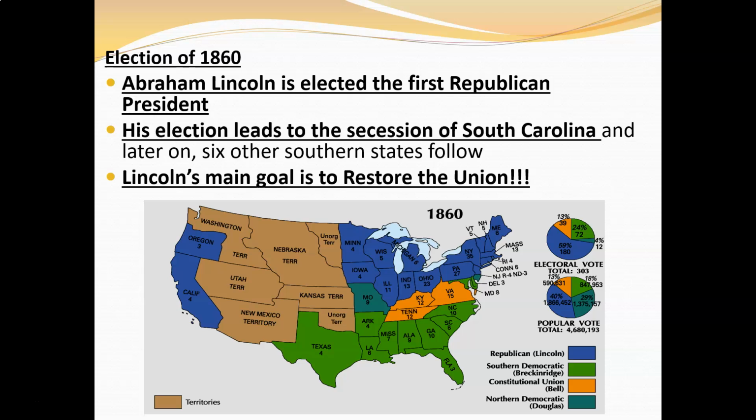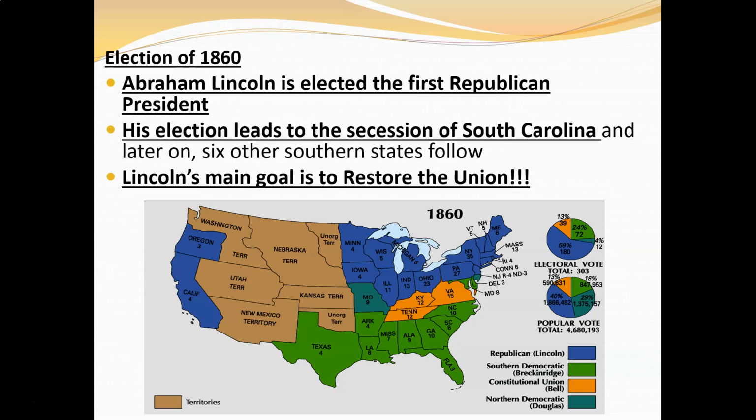In 1860, Abraham Lincoln was elected as the first Republican president. And remember, we talked about the Republican Party really forms during this time as a result of all the different smaller parties that have either died off or don't really have a huge following, and they need to join with somebody else's cause in order to have more influence. But his election led to the secession of South Carolina, and later on 6 other southern states followed. Pretty much the day that he got elected, South Carolina was like, we're out.